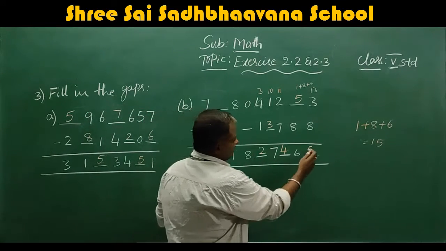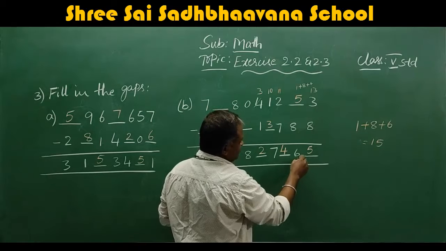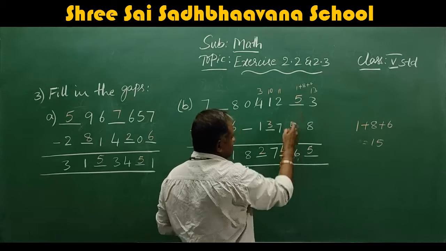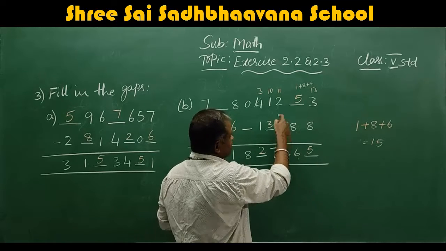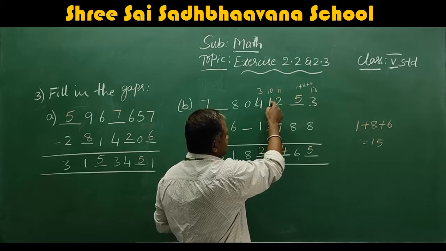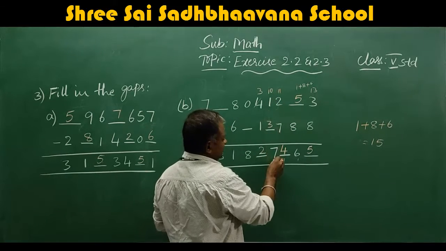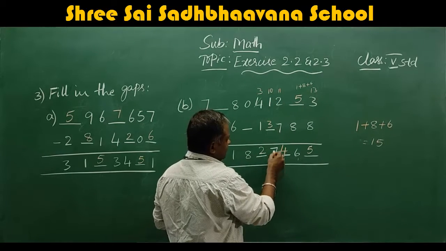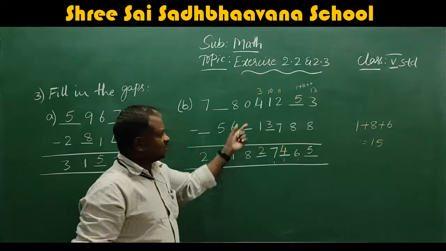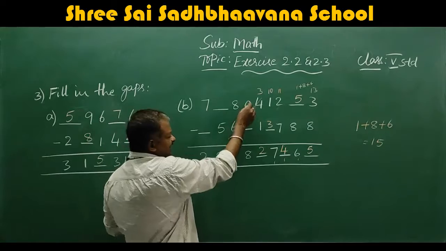Up to here we will cross check. 8 plus 5, 13, carry 1. 8 plus 6, 14 plus 1, 15, carry 1. 4 plus 7, 11 plus 1, 12, carry 1. 7 plus 3, 10, carry 1, 11. So here carry 1 is there. 7 plus 1, 8. So up to here it is finished.